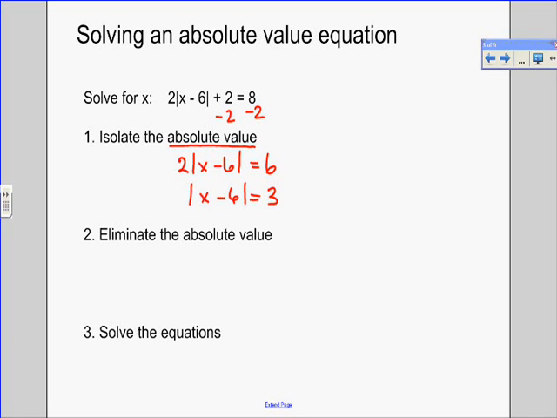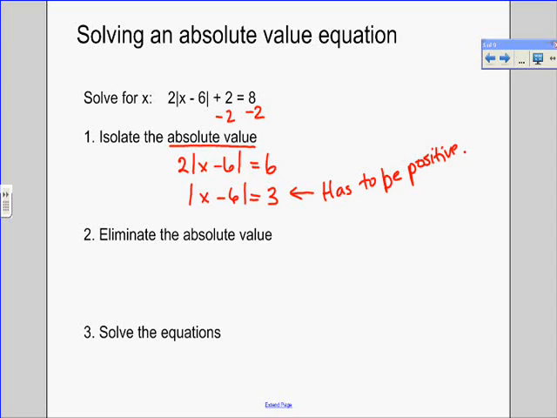Now, one thing to know is whenever we have our absolute value isolated, this constant term here has to be positive. All right, so it has to be positive. In this case, it is, so we can solve.